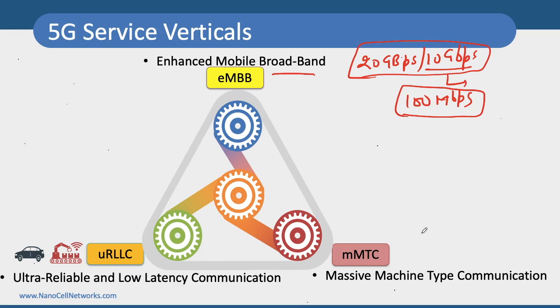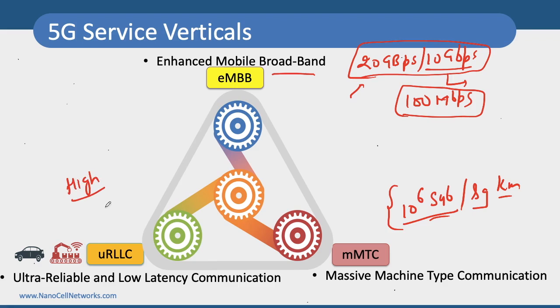However, in case of mMTC, the data rates are not that important. What we are looking at is 10 raised to the power 6, which is nothing but 1 million subscribers per square kilometer. In a given square kilometer, we are expecting up to 10 raised to the power 6 subscribers, which are nothing but 1 million subscribers. However, in case of URLLC, our data rates are not that important. What is more important here is ultra reliability, a highly reliable network, and very low latencies, sub 1 millisecond, where we are expecting latencies of 1 millisecond or less.